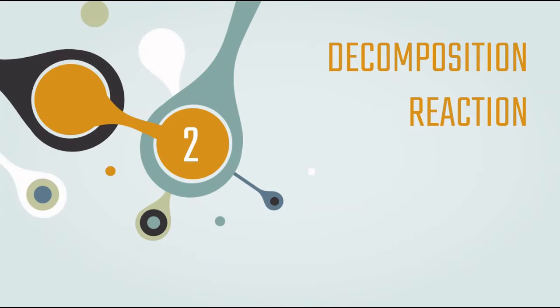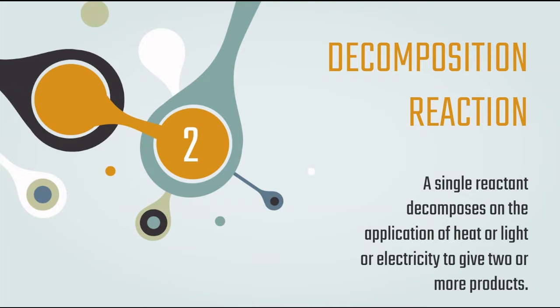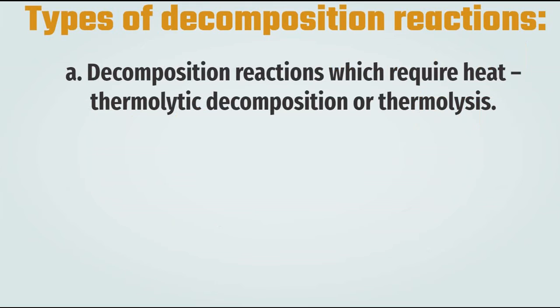Okay, now let's move forward and see what the second type of reaction is. Now we have the decomposition reaction. In here, a single reactant decomposes on the application of heat or light or even electricity to give two or more products. So in decomposition reaction also, we have subdivisions. Number A. Sounds funny, right? Okay, let's continue.